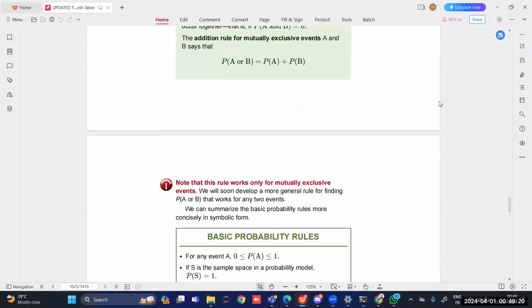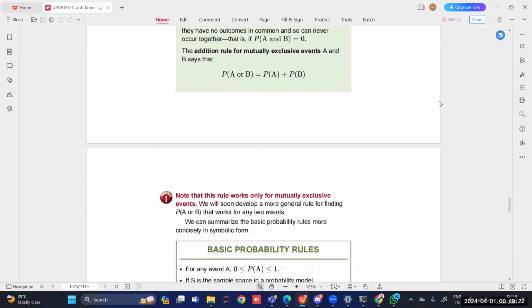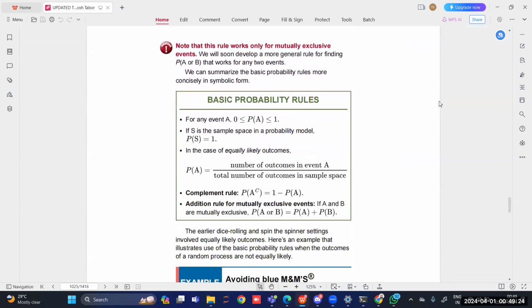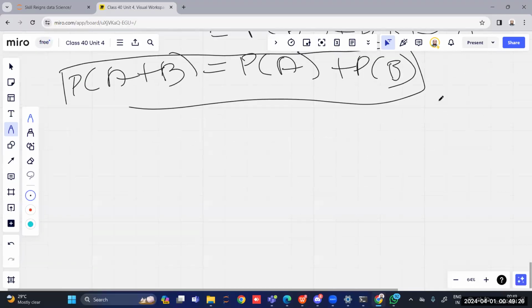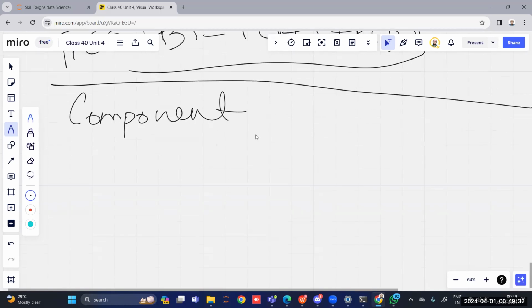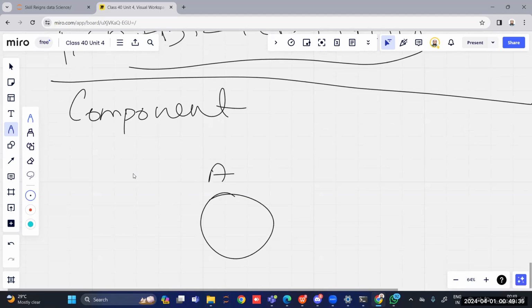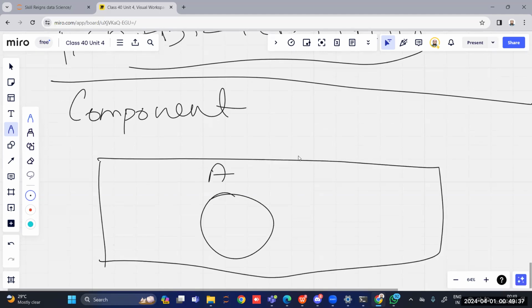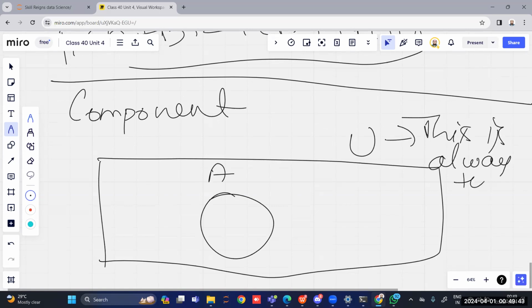Okay, first we need to do the examples of yesterday's complement and all. Complement and all is clear. See, I'll give you the Venn diagram of complement also. Complement Venn diagram. What is the complement? I've told you whenever you are drawing A, okay, this is A. There is a universal set always outside. This is always there in a Venn diagram.